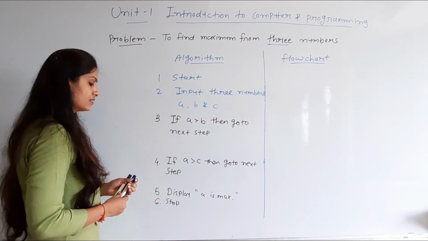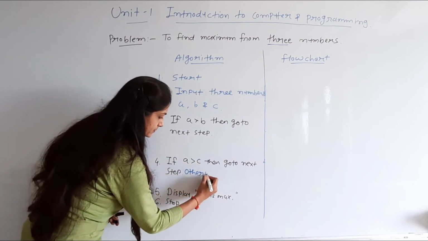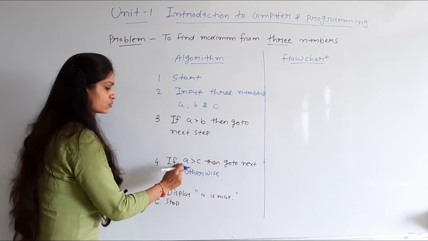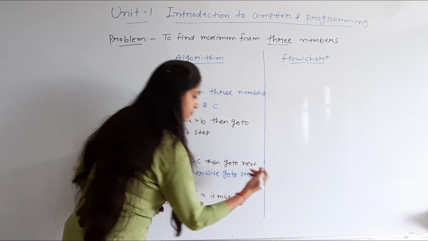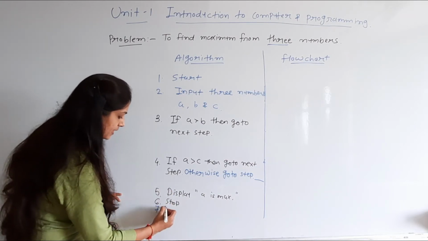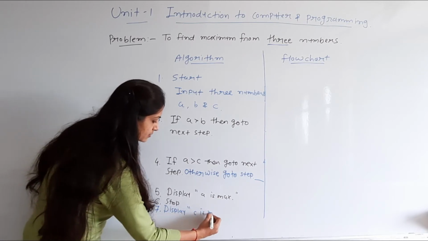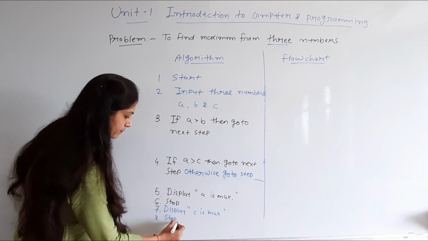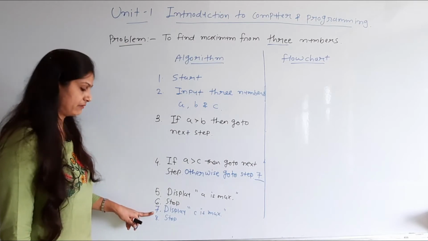Now jump to the second, the false part for this. So here we have to write otherwise. Means A is not greater than C, that indicates C is max. So otherwise, go to step. Which number? Keep it blank right now. And write down in the 7th step, that is display C is max. And also you can write here stop.